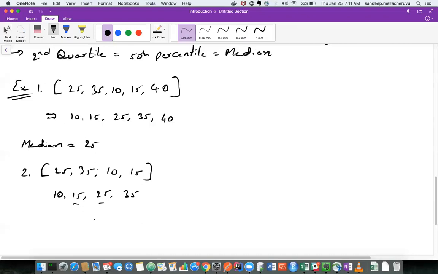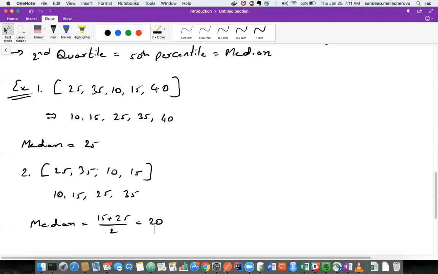The median is only one value, right? So what you can do is take an average of the middle values. 15 plus 25 divided by 2 will come to around 20. When there is more than one middle value, take an average of those middle values, and that value will be your median. Is that clear till now?